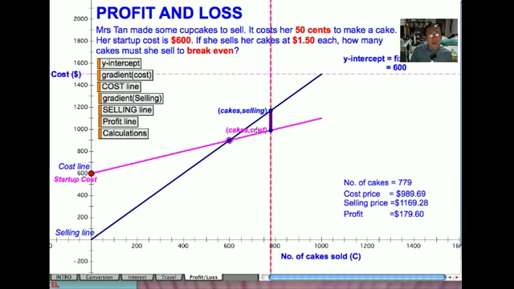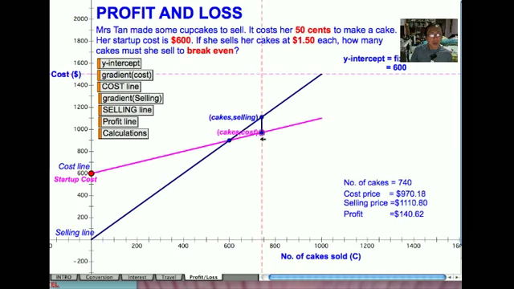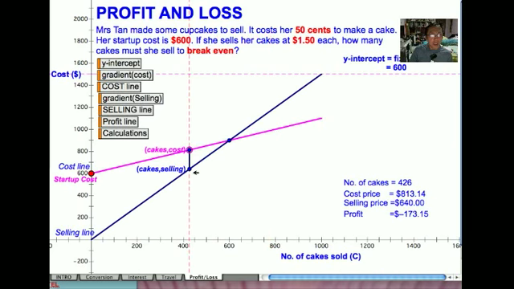We can draw a line to show the profit being obtained by the selling price minus the cost price. And if the selling price is higher than the cost price, we will make a profit. And if the cost price is above the selling price, we will make a loss. The difference between the y value of these 2 points will give us the profit or the loss.